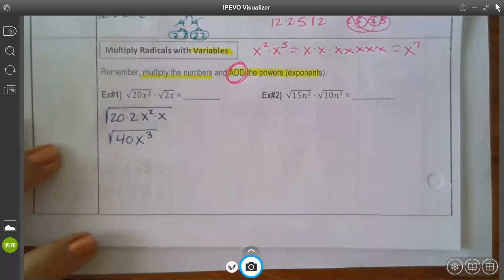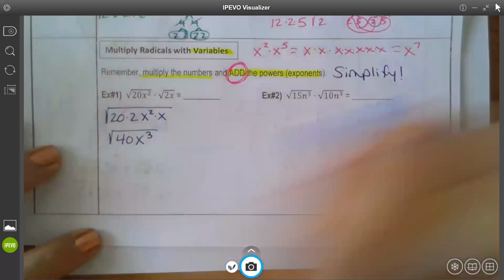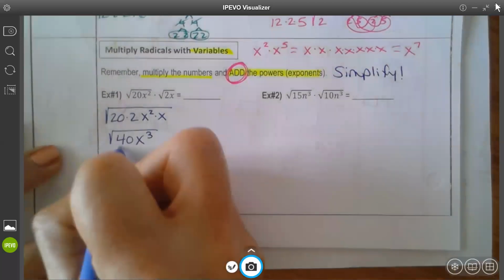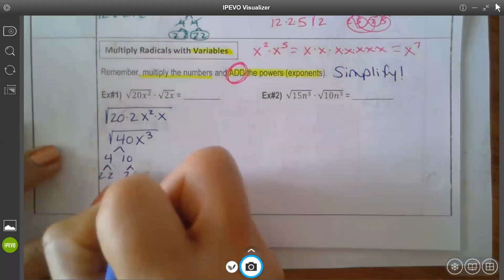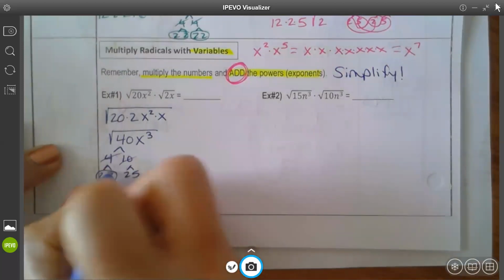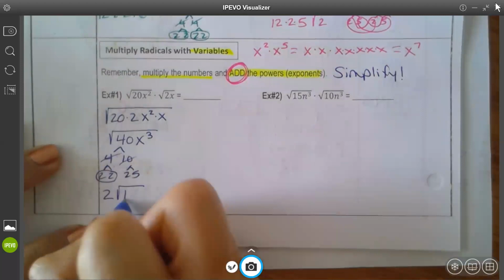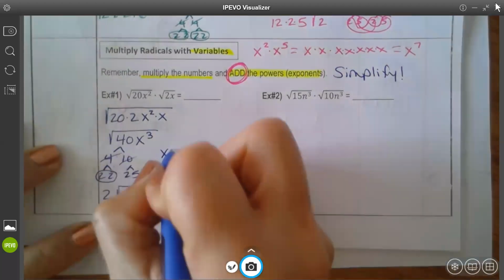So we need to simplify that square root. I know it doesn't say, but in math, we always simplify. It's good practice. Let's see, so 40 is 4 times 10, 2 times 2, and 2 times 5. This is a square root, so I'm grouping up 2s. So I've got a 2, and then a 2 and a 5 left behind, which is going to be square root 10. For the x's, I have x, x, x.